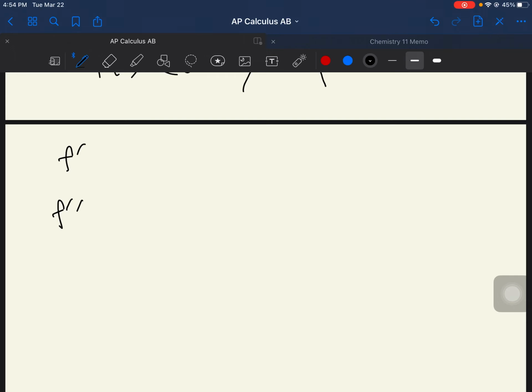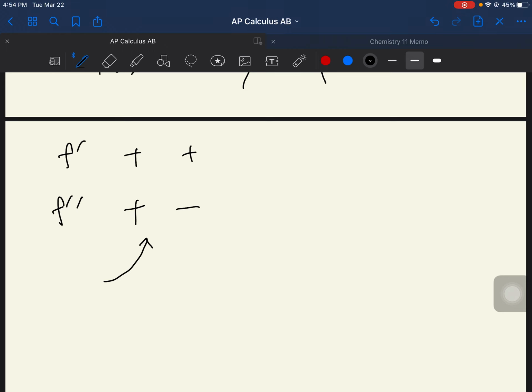If f prime is positive, and the second derivative is positive, the graph is increasing like this, and also the slope is increasing. So the graph is going to be like this. On the other hand, when the first derivative is positive and the second derivative is negative, how does the graph look?